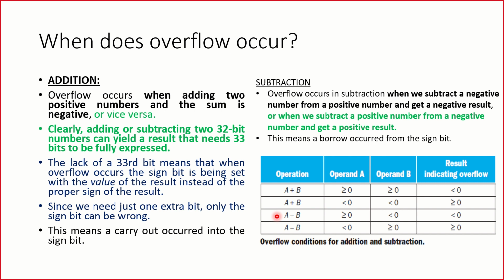Now, A minus B, where A is negative and B is positive, and the result is greater than or equal to 0. We need to see it this way: A is minus 5, B is 2. Now, what is the result? It should be minus 3. So if it is not negative and in case it is positive, we get the bug there. All these are representations for overflow.